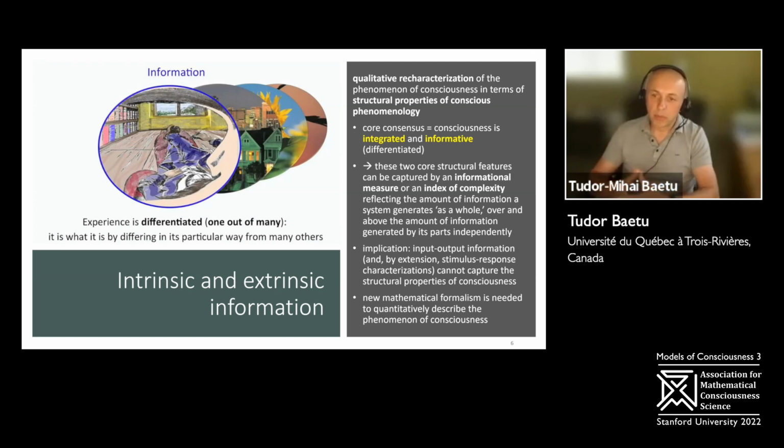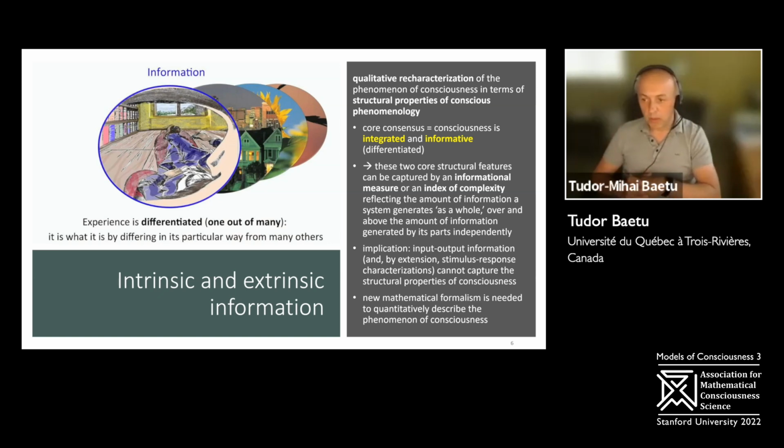Well, despite the diversity of structural properties that have been proposed, there is a core consensus that consciousness is supposed to be integrated and informative, or differentiated. These would be the two core structural features. And the claim is that these structural features can be completely described by an informational measure, or an index of complexity, reflecting the amount of information a system generates as a whole over and above the amount of information generated by its parts independently.